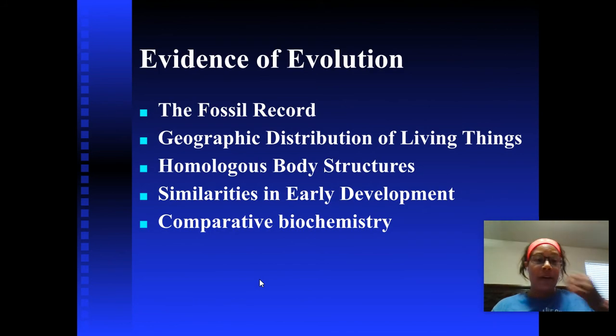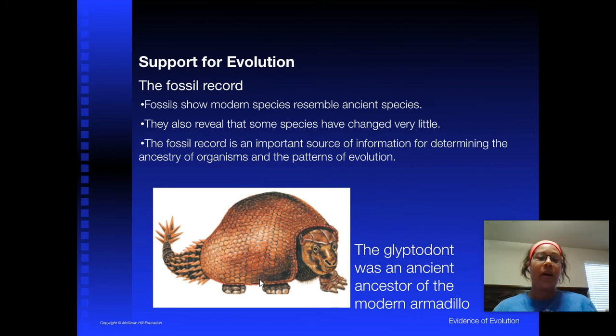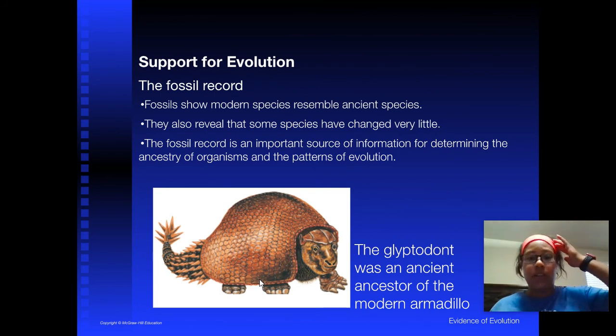All right, so the 5 things we're going to look at today are the fossil record, geographic distribution of living things, homologous body structures, similarities in early development, and comparative biochemistry. First off, the fossil record, the layers that show change. We talked about the fossil record already, but the big takeaway is that fossils show modern species resembled the ancient species, and we saw that some species haven't changed much. Mainly alligators, they've been around forever, and they haven't changed in the fossil record.